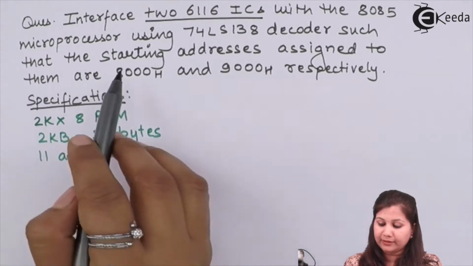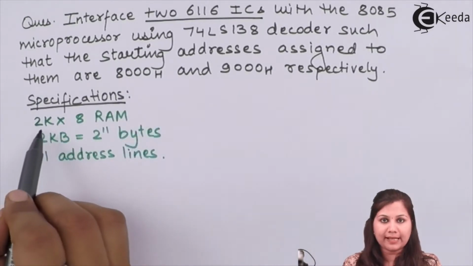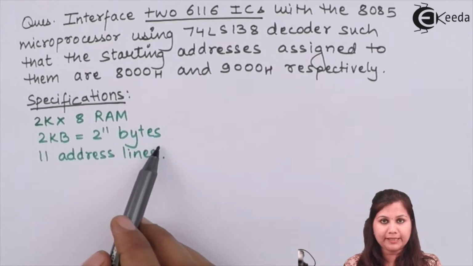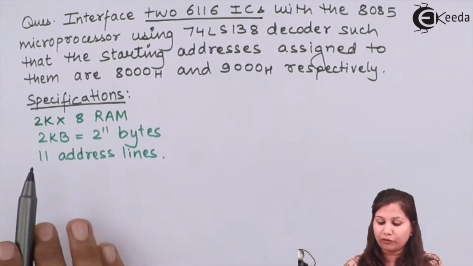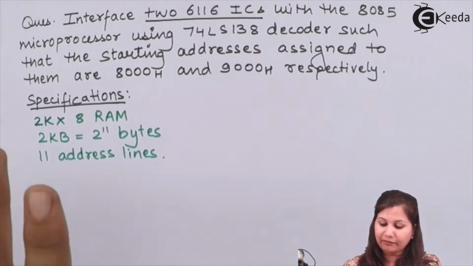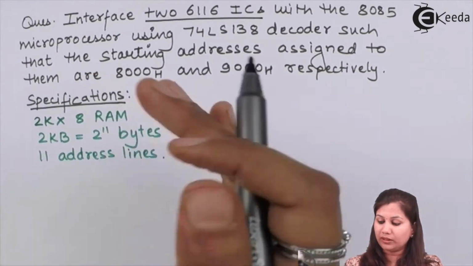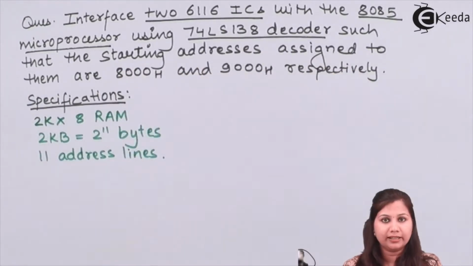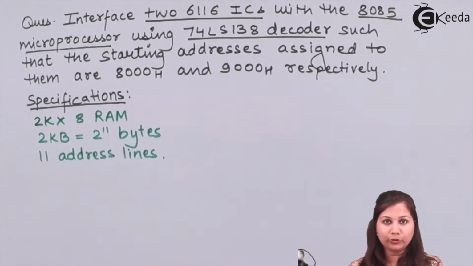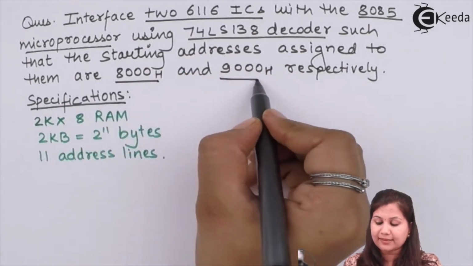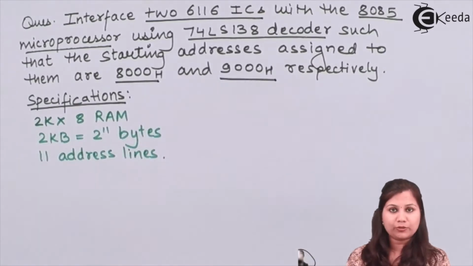The memory chip is of size 2 kilobytes, and 2 kilobytes is equal to 2 raised to the power 11 bytes. So 11 address lines are there for each memory chip. We have to interface these memory chips with the 8085 microprocessor using the 74LS138 decoder such that the starting address assigned to these memory chips is 8000H for the first IC and 9000H for the second IC. So let us try to solve this problem.